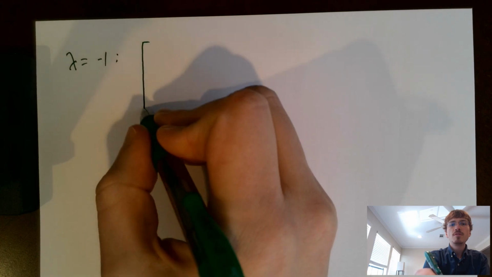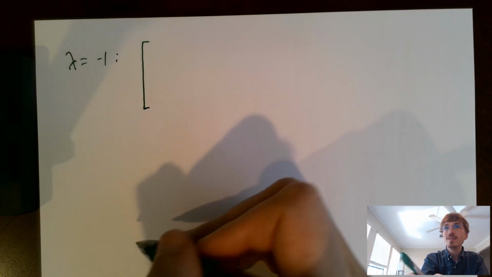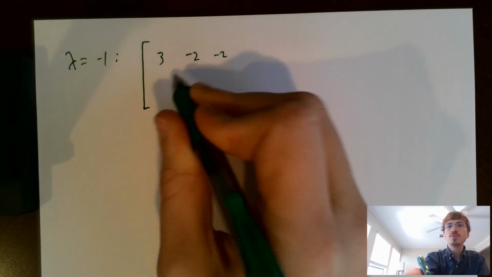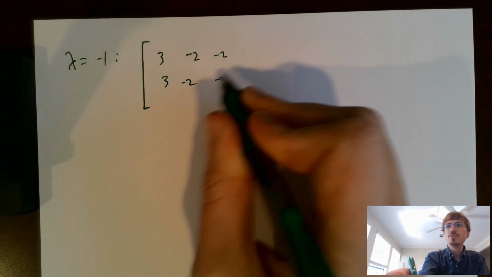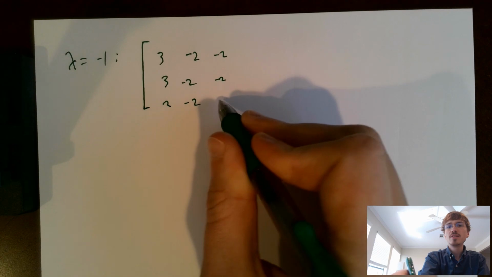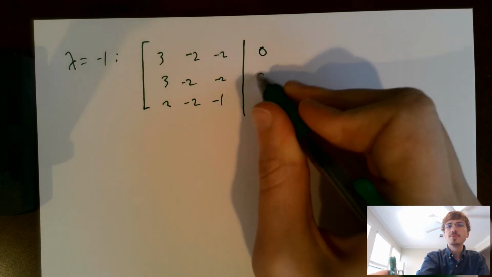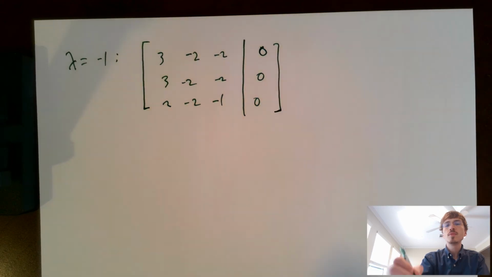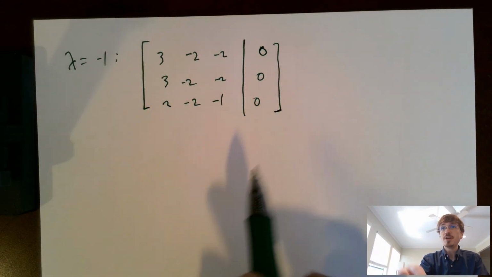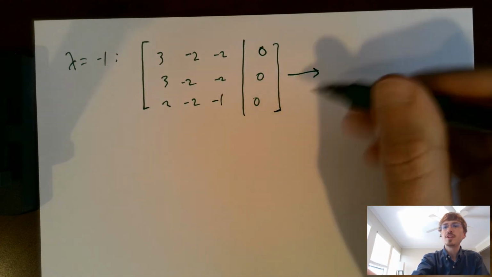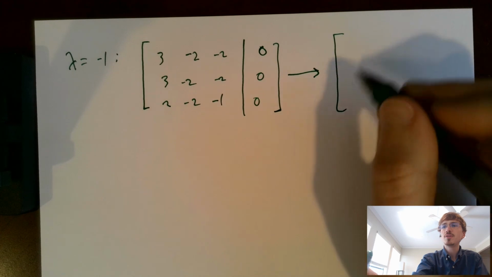Whenever we compute A minus 1 times the identity, I think we get 3, negative 2, negative 2, 3, negative 2, negative 2, 2, negative 2, negative 1, augment 0, 0, 0. And how do we find a basis for this null space, or for the solution set for this equation? We do row reduction again. And again, if there's any mystery here, please let me know.